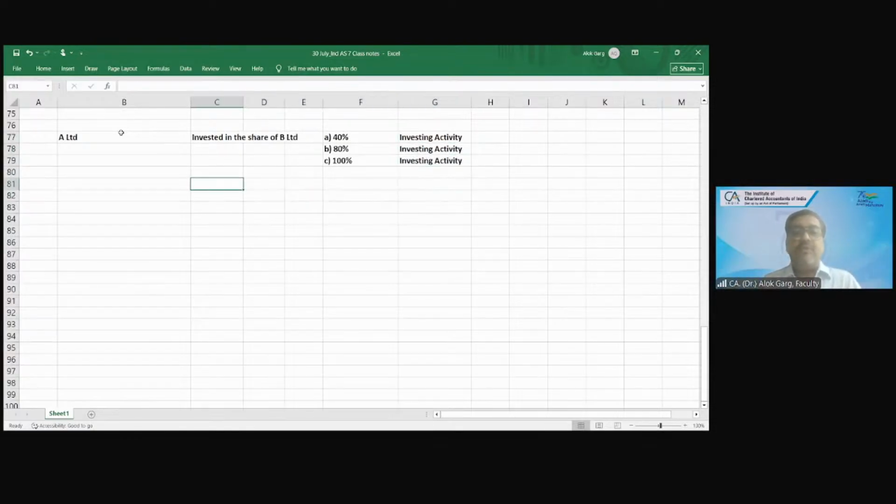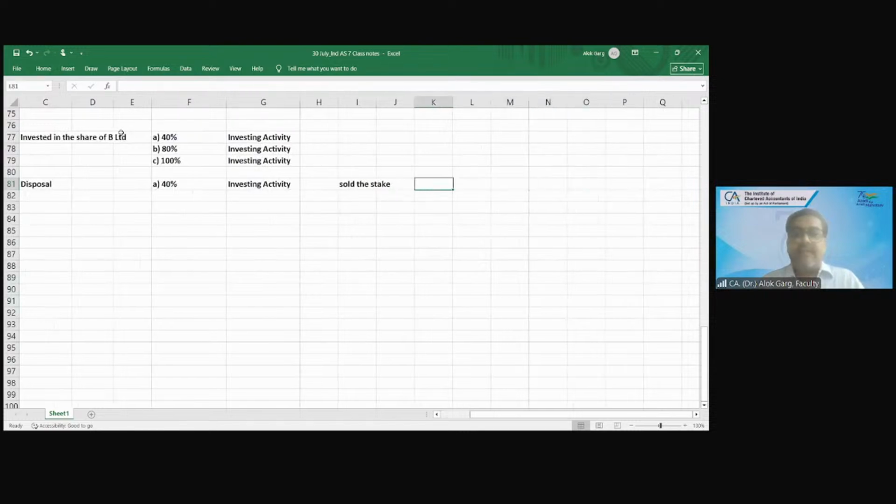Now the company is doing a disposal. For example, the company was having a 40% stake. It was a passive investment. The company has sold the entire stake. So what is this activity: investing, operating, or financing? It will be investing. The company received the money by selling the stake, so it is an investing activity.